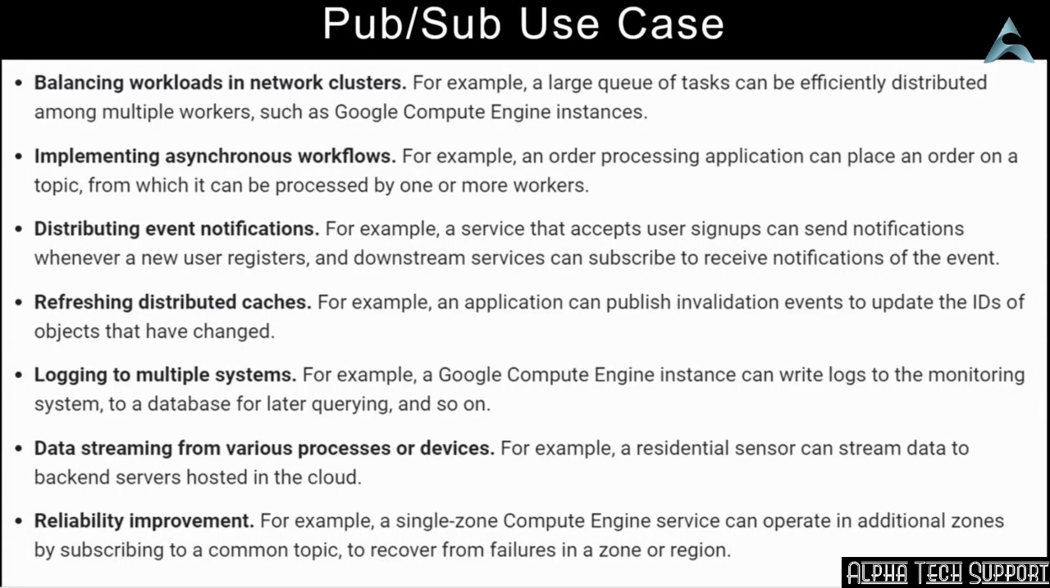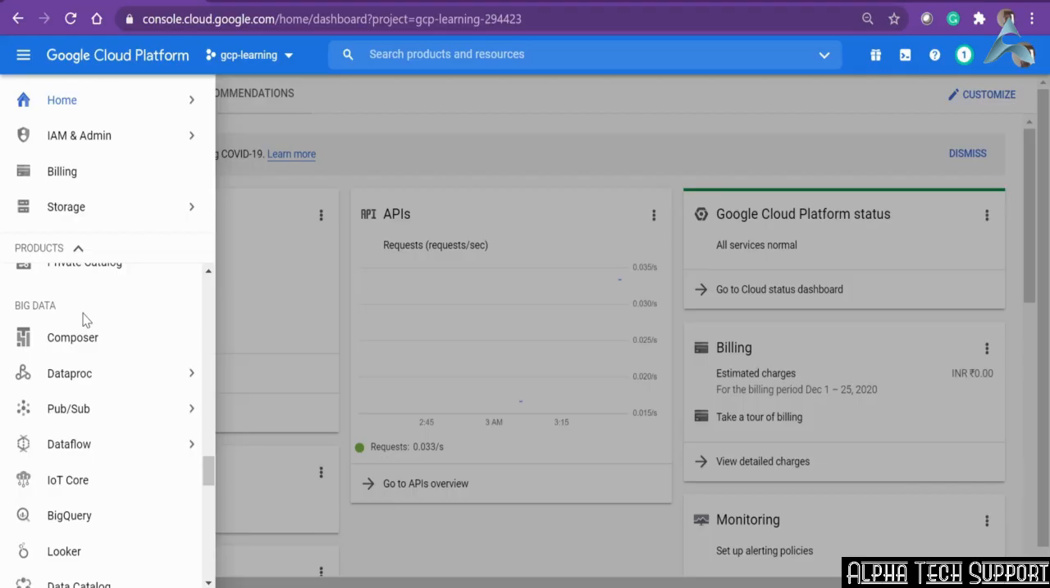Some of the common use cases where you can use Cloud PubSub are balancing the workloads in network clusters, implementing asynchronous workflows, distributing event notifications, refreshing the distributed caches, logging to multiple systems, data streaming from various processes or devices, and reliability improvement. I would recommend you to please pause this video and read the examples for each of these use cases. It will help you in understanding how and where to use Cloud PubSub.